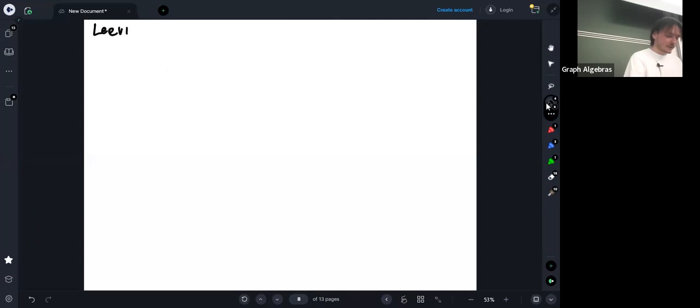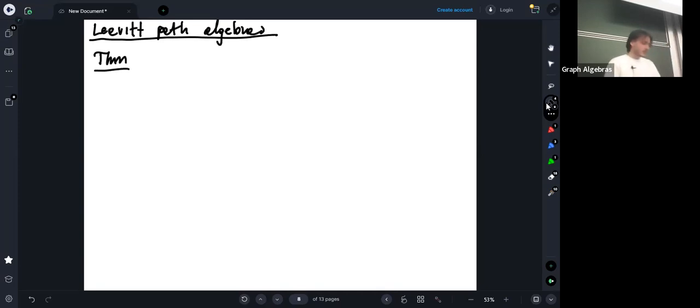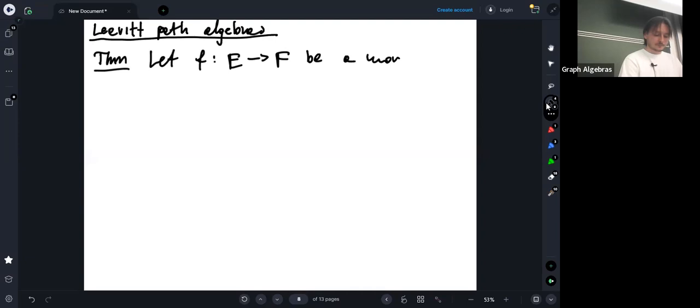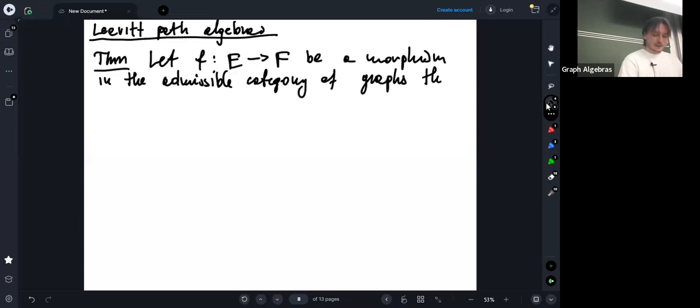So now I want to talk about Leavitt path algebras. I will not define Leavitt path algebras because Piotr already did that. For Leavitt path algebras, we have this result. This is joint work with Piotr. If I start with a morphism in the admissible category of graphs, and then the following assignments.